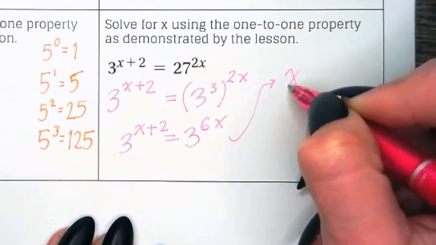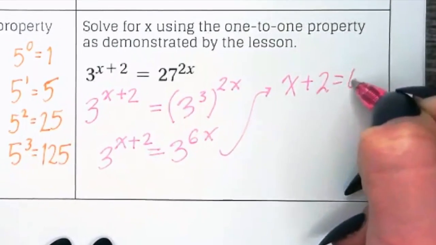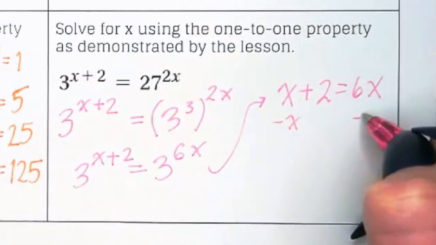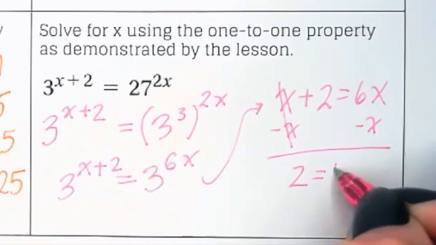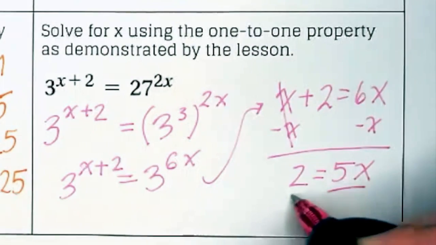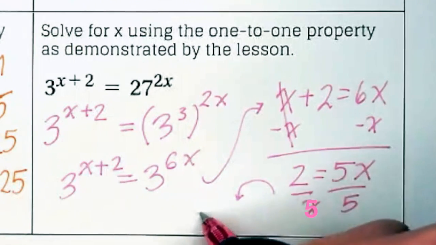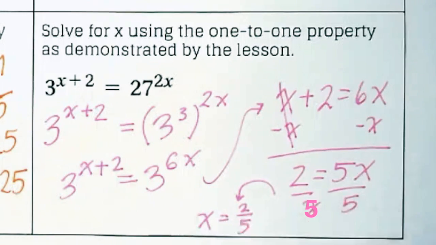One-to-one property, we're going to ignore the base of 3. That means x plus 2 equals 6x. Subtract an x from each side as we try to get x isolated. Divide by 5. X equals 2/5. Now, just to talk for a second about this one-to-one property.